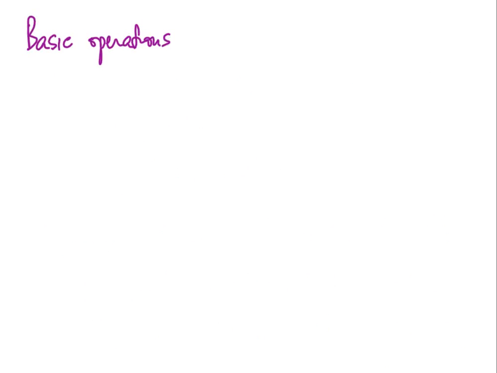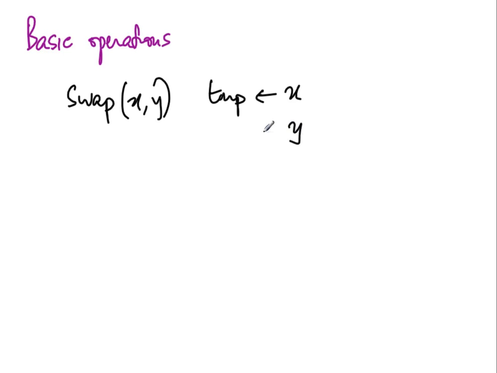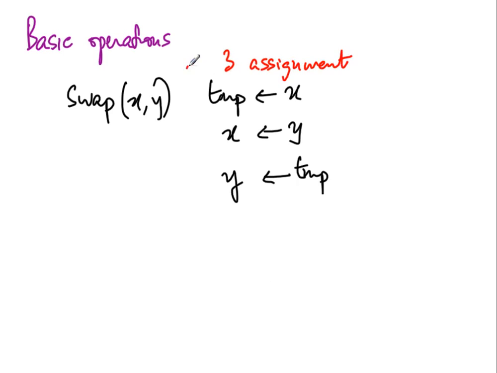So what if we have something like swap x and y, that is, exchange the values in x and y. Typically we'll have to do this by taking the value of x and writing it into some temporary variable, then taking the value of y and writing it into x, and then taking the value that we had put in the temporary variable and restoring it into y. So now this is 3 assignments, so 3 assignments equal 1 swap.